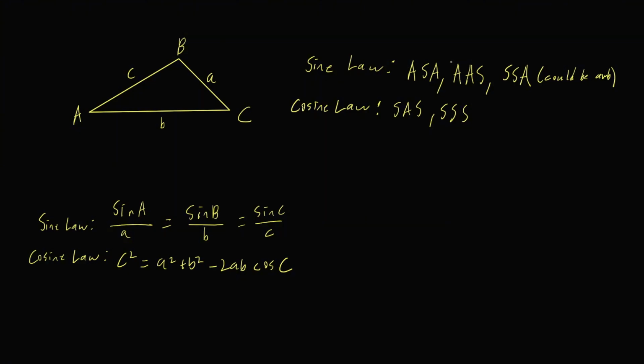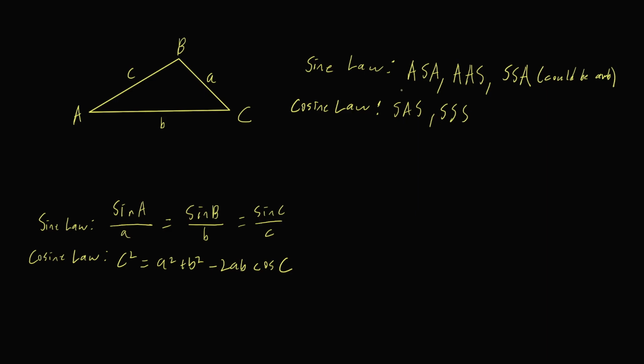So here are the cases where we should use sine law and cosine law. ASA means angle side angle, meaning side in between two angles. So for example, if I have two angles here and we know one side, then we use sine law. And AAS, SSA, but SSA could be ambiguous. And for cosine law we use it for SAS and side side side.